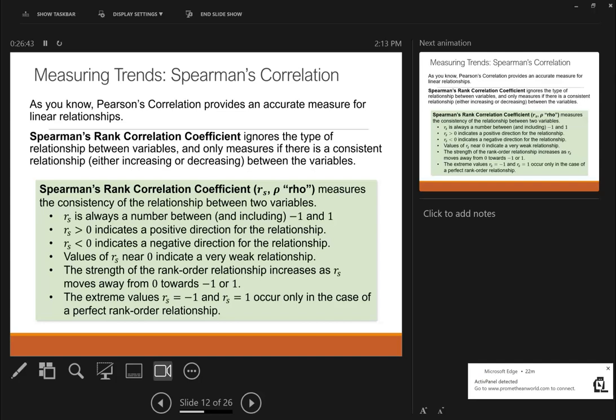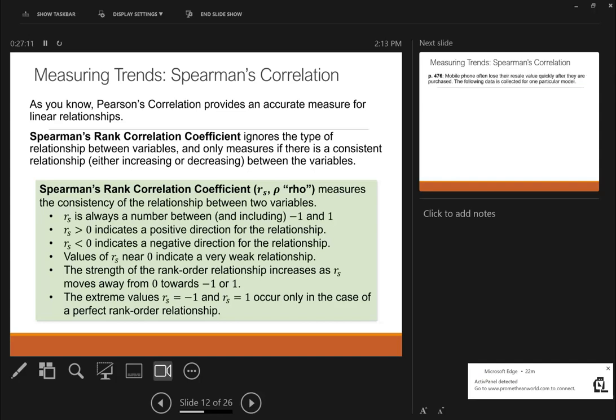Guess what, guys? The calculation for Spearman is the same after some modification to our values for x and y. So we're going to change our x's and y's, and we're going to do the exact same calculation for r afterward. Everybody okay? Yes? Sure.